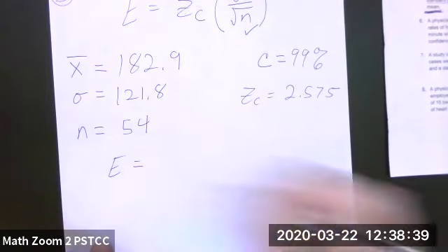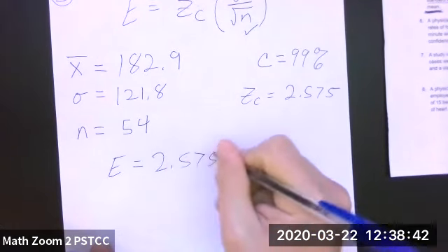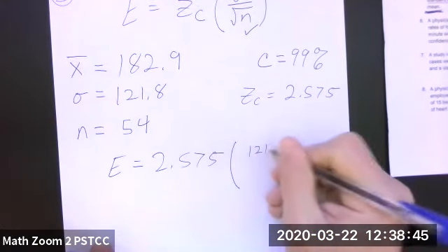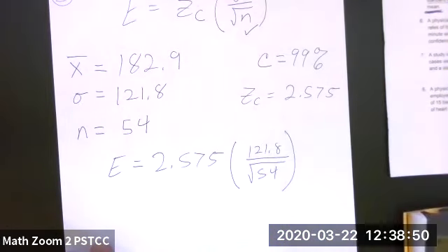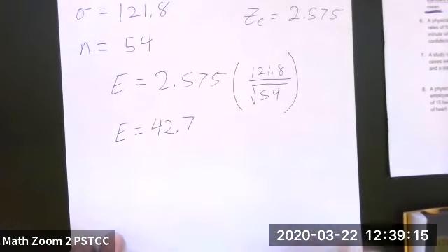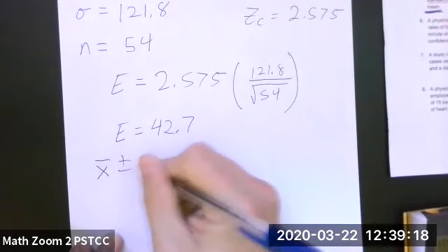So, if we plug everything in, we get a margin of error of 42.7. To get the confidence interval, we do plus or minus from the sample mean.